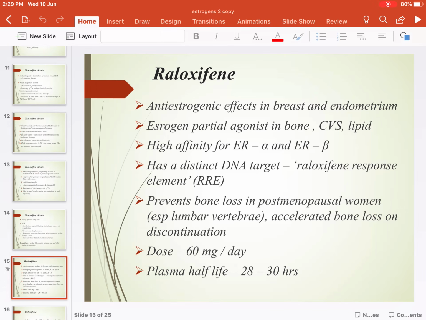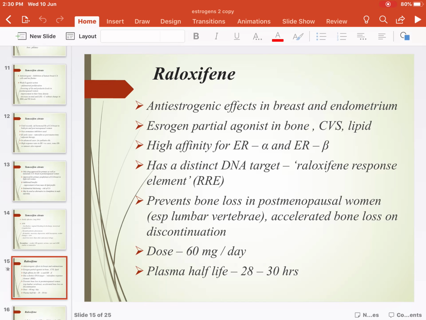Coming to raloxifene. What is raloxifene? Raloxifene has partial agonistic action on bone, CVS, and lipid profile, but it blocks both breast and endometrium. So the risk of CA endometrium, which was there with tamoxifen, is not there with raloxifene. So it is anti-estrogenic at breast and endometrium. It has high affinity for both ER alpha and ER beta. So where does it go on target? It targets the raloxifene response element.